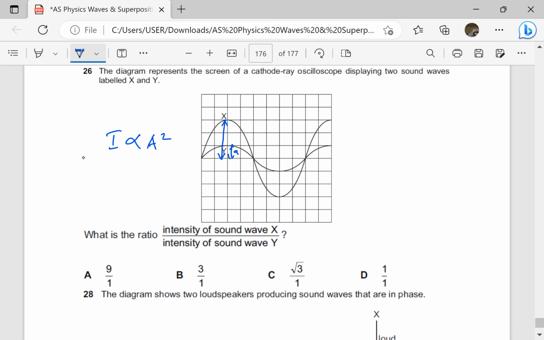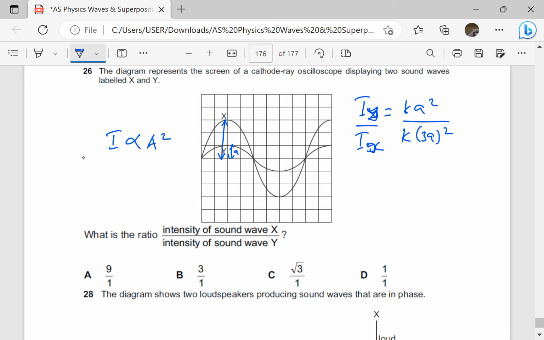So if this is A. So for X, intensity of X is going to be equal to a constant times A squared. Then intensity of Y is going to be equal to a constant where the amplitude is 3 times that of, no. This is Y. That is Y. This is X. For X, it is 3 times that of Y. So this is going to be 3 times A, but this is squared.